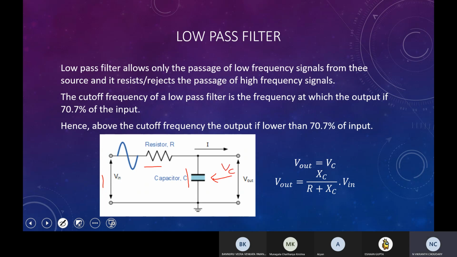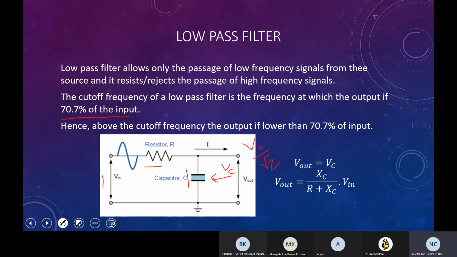So this is a low pass filter, and the cutoff frequency for a low pass filter is the frequency at which the output would be 70.7%, that is 1 by root 2 times the input. So this is the cutoff frequency. As we have seen from the definition itself, the half power frequency is the cutoff frequency. The power is half when the voltage is 1 by root 2 times. So VC should be V naught upon root 2, the voltage value at cutoff frequency.